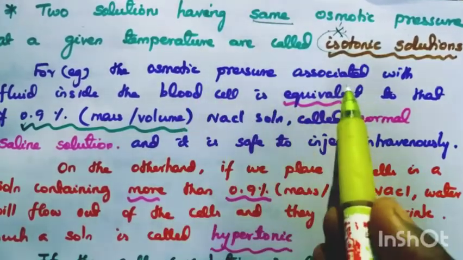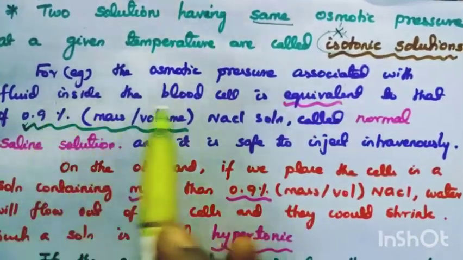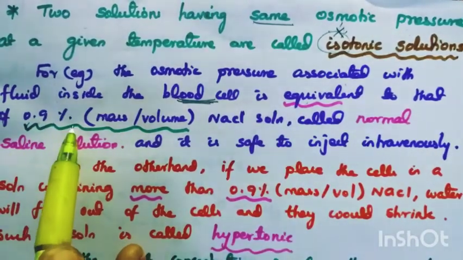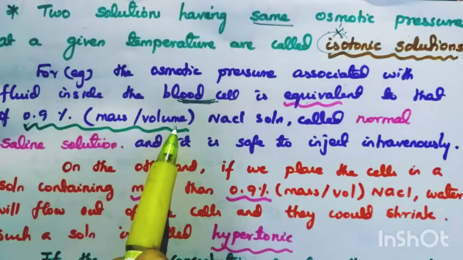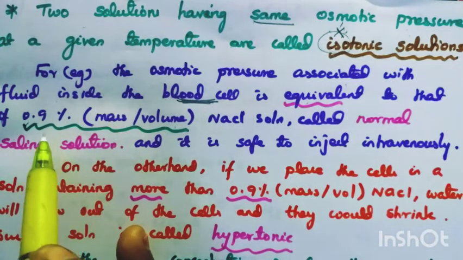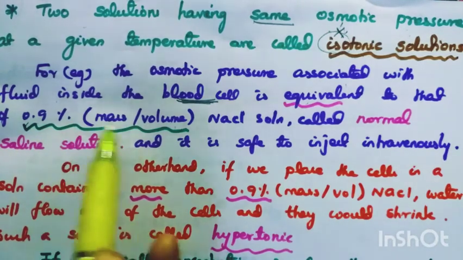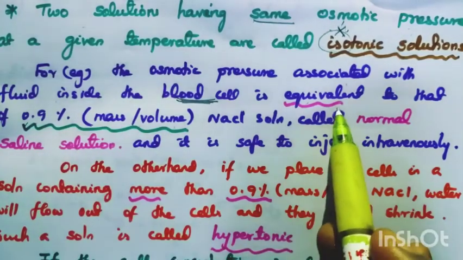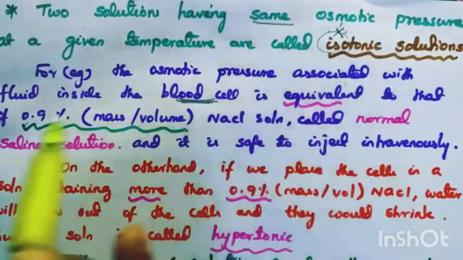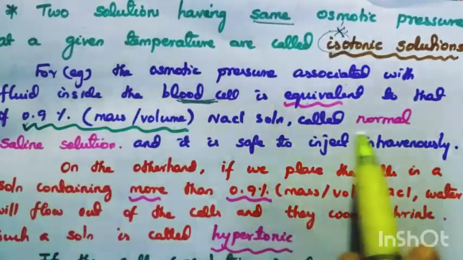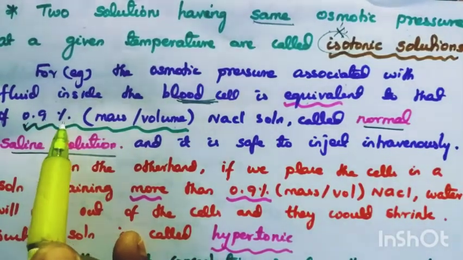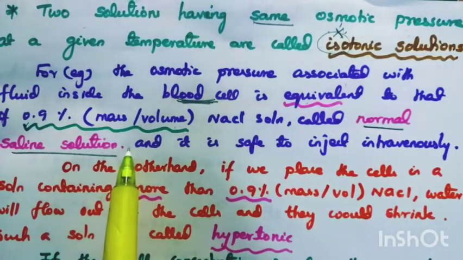For example, the osmotic pressure associated with the fluid inside the blood cell is equivalent to 0.9 mass by volume percentage. We already studied this in the first lesson, in the first topic: 0.9 mass by volume percentage. So the osmotic pressure of the blood cell is equivalent to 0.9%. That is called a normal saline solution.